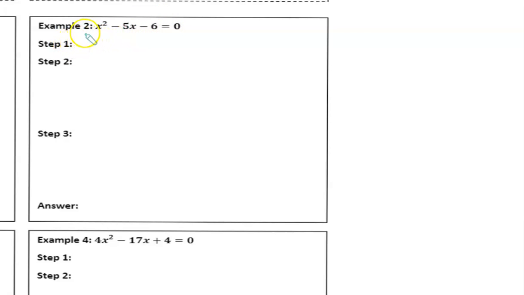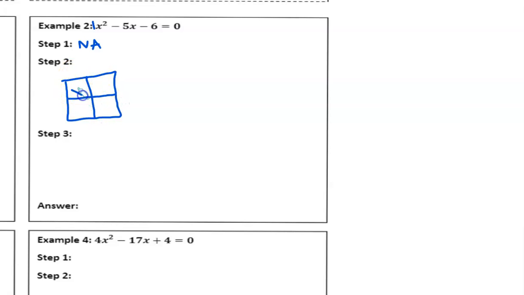All right, step 1 is take out a GCF. This is a 1, so I got a 1, a negative 5, and a negative 6. 1 is the smallest number, so if I divide everything by 1, it's not going to change anything, so I'm just going to write NA for there is no GCF. Okay, step 2, I need to factor, all right? So I'm going to do, let's do the box this time. You do whatever method you want to do, okay?